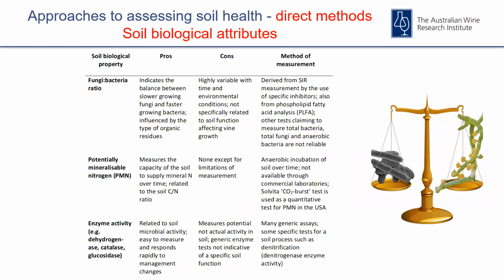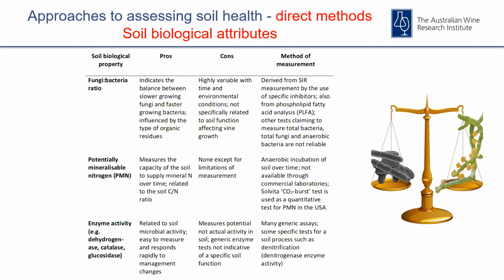Another one that I see commonly used in industry is the fungi to bacteria ratio. I guess it indicates the balance between the slower growing fungi and the faster growing bacteria, and it's influenced by the type of organic residues that are in the soil. The negatives to this are really that it's highly variable with time and environmental conditions, and not specifically related to soil function affecting vine growth.